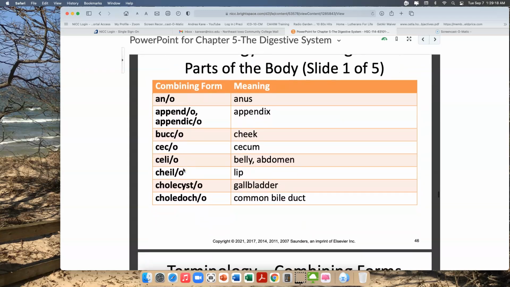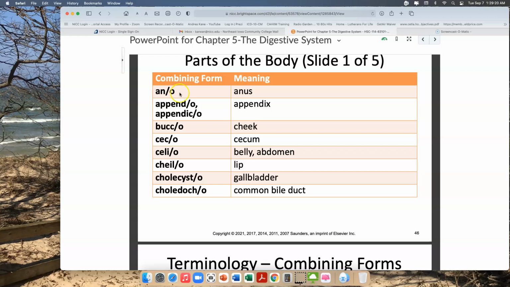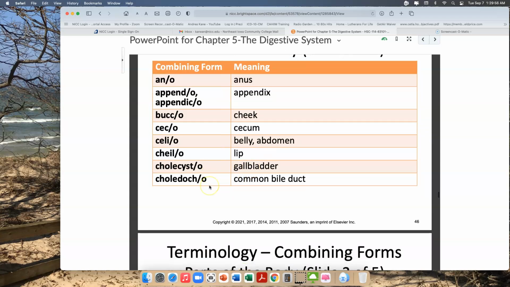Okay, so let's get into those combining forms. So ano, appendo, appendiso. So notice there's two for appendix. Bucco, ceco, celio, kilo. Look at how close kilo and celio are. You want to be really careful with those two. Cholecysto and choledocho. Remember I told you you kind of have to watch out for that to make sure that you know what those are because they are different. The gallbladder is not the common bile duct and the common bile duct is not the gallbladder.